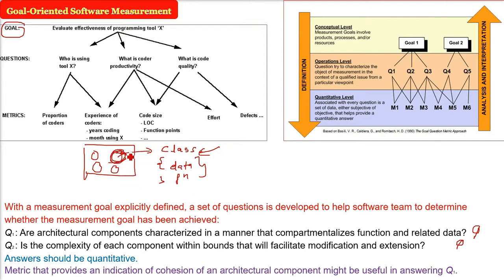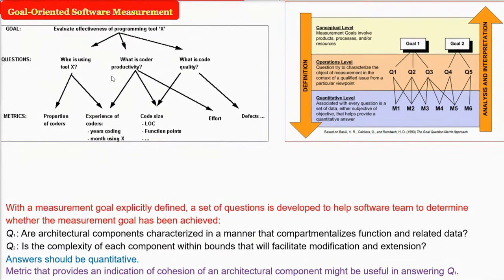That is why we are calling about metrics. So metrics that provide an indication of cohesion of an architectural component might be a very good answer for your Q1. That is what is the cohesion? Cohesion is if a module or a component does the like-minded activity or just the work it is being designed for. This is the answer we can give. So I already explained to you the example which is above.